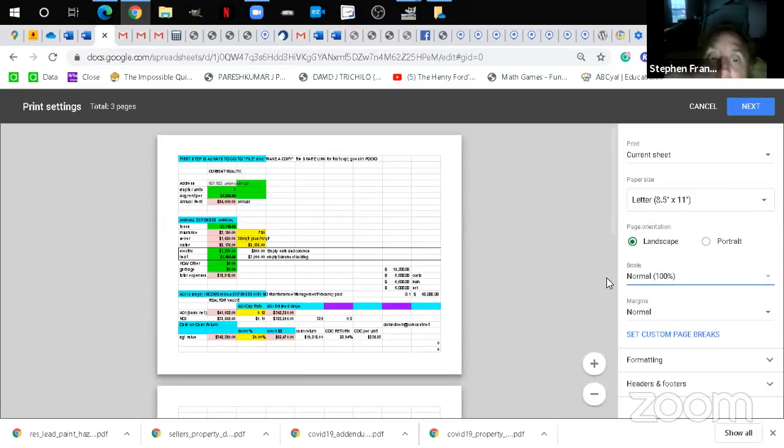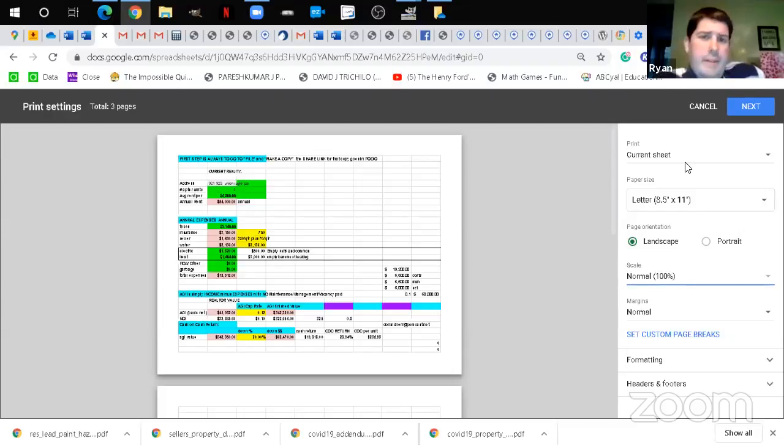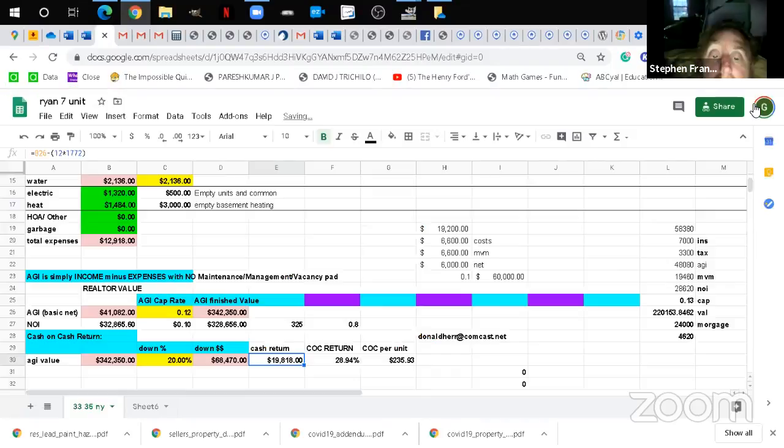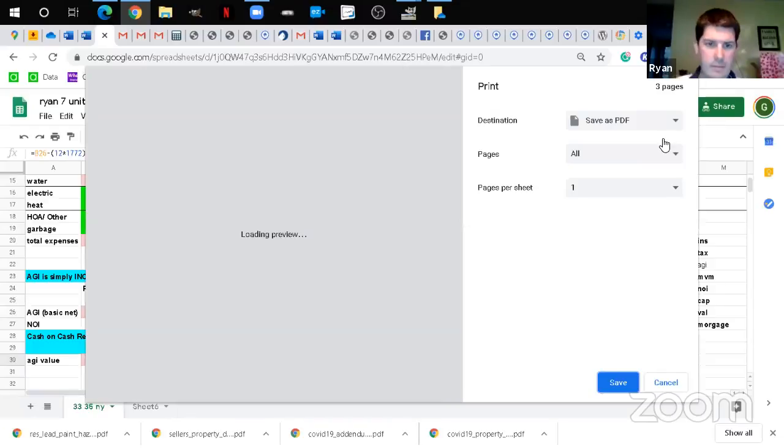So somebody would have a tough time arguing with this deal. Of course, this is no maintenance, no vacancy, no management. This is based on AGI, but still, it's reasonably good.